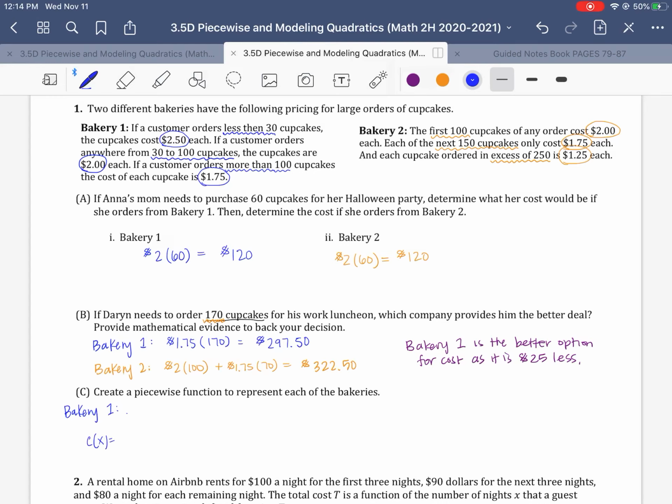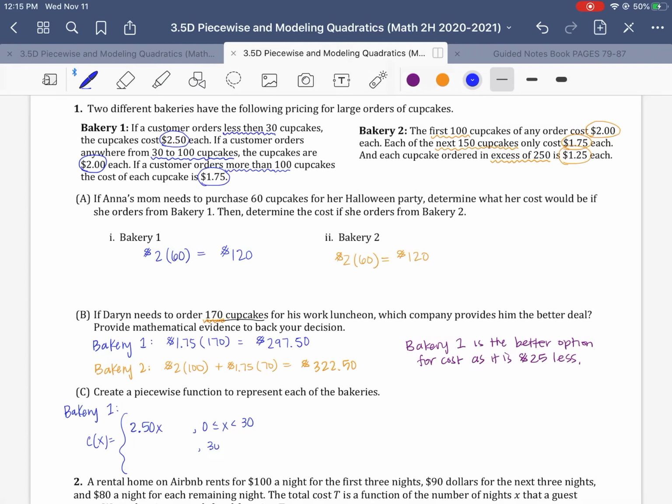So Bakery 1, let's just call this C of X. And we know there's going to be 3 pieces. It's $2.50 each, so that would be $2.50. I'm going to write 50 just so it makes sense, times the number of cupcakes you buy, if you order, again, less than 30. So that would be when X is less than 30. Now, the lowest amount you can order is 0, so I'll include a cap at 0, and we'll say if it's between 0 up to 30.